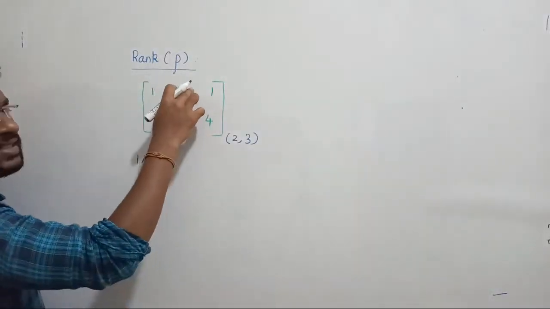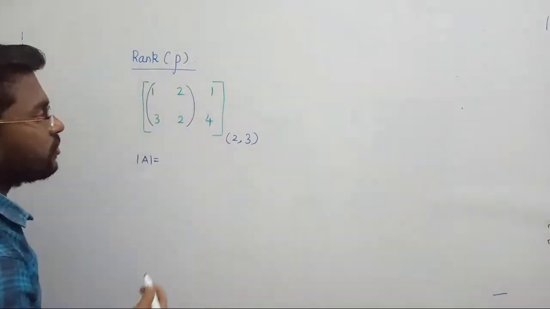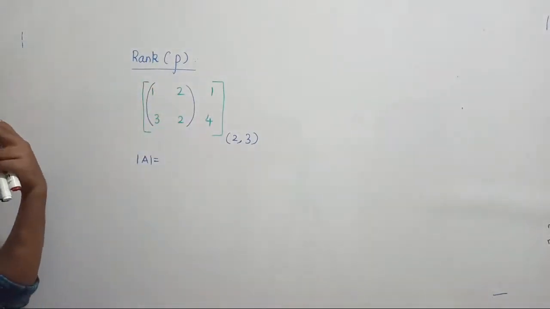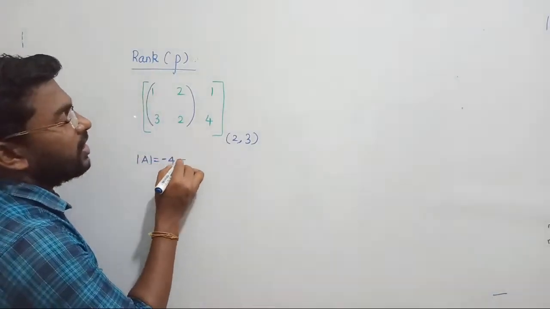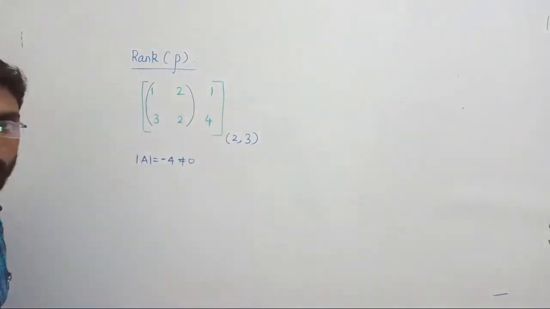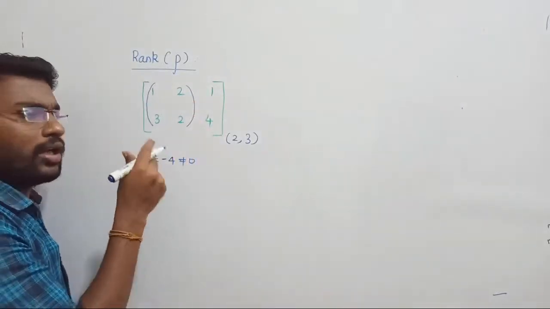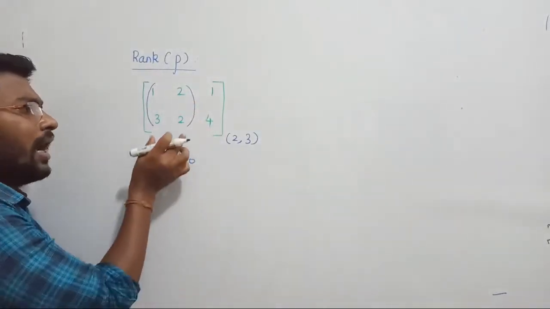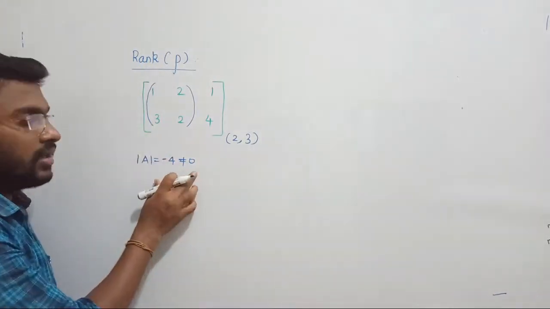2 minus 6 will give you minus 4. I am just finding the determinant of the inner square matrix. That will give you minus 4, which is not equal to 0. See there, the maximum number of rows is 2. And when you select a subsquare, at least the determinant of any one square matrix is not equal to 0.